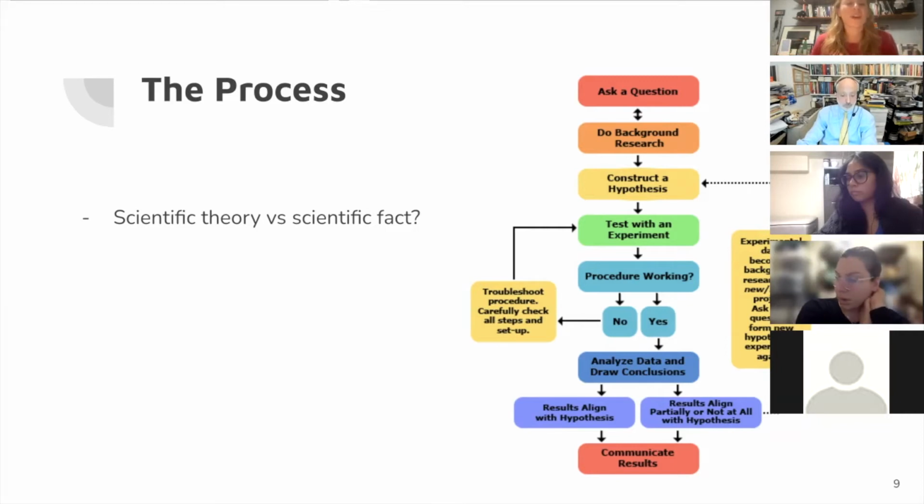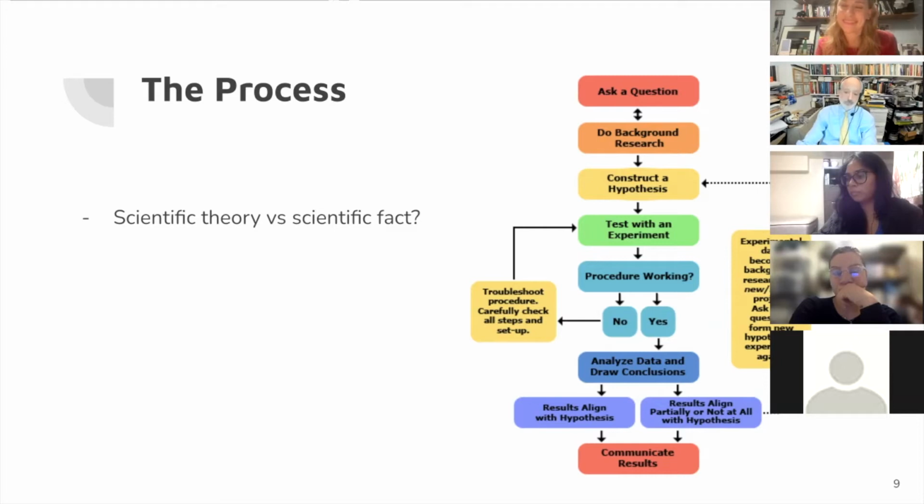And I just thought we could talk about scientific theory versus scientific fact. It's sort of the difficulty of making that jump as scientists and as a society. Does anybody have any opinions or comments about that?